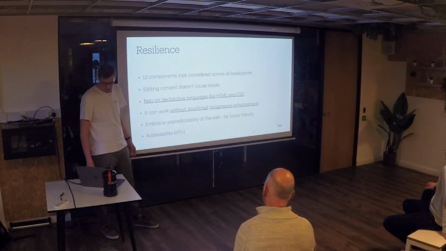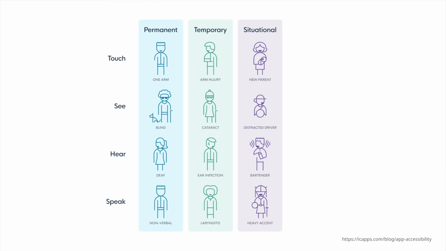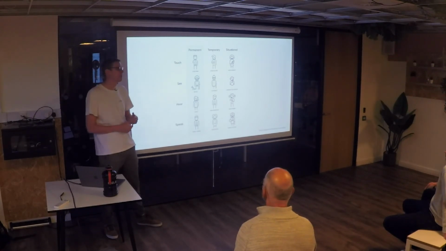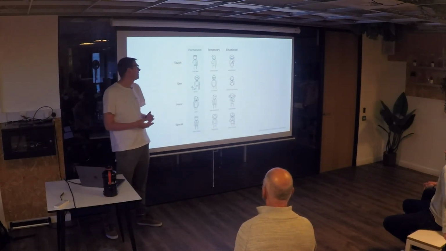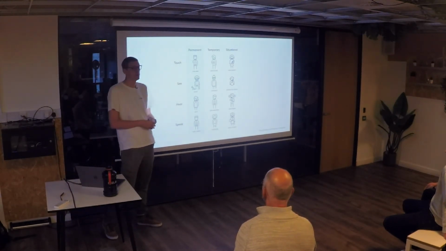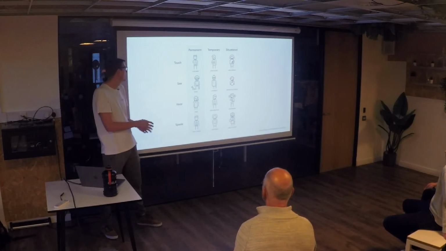When we talk about accessibility, we're not just talking about making sure things are available to people with disabilities. Actually, disabilities can be permanent, for example someone's got one arm, but they can also be temporary or situational. If someone has an arm injury, they broke their arm, that's the same as someone who's got one arm. You've got situational stuff, like new parents, who could be holding a baby while trying to use their phone to complete tasks.